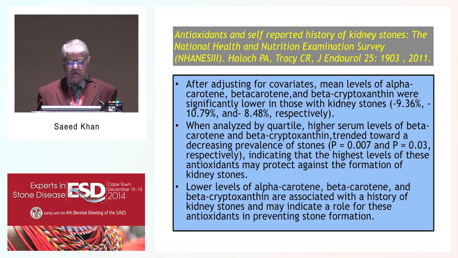When analyzed by quartile, higher serum levels of beta carotene and beta cryptoxanthin trended towards a decreasing prevalence of stones, indicating that the highest levels of these antioxidants may protect against the formation of kidney stones. Lower levels of alpha carotene, beta carotene, and beta cryptoxanthin are associated with a history of kidney stones and may indicate a role of these antioxidants in preventing stone formation.